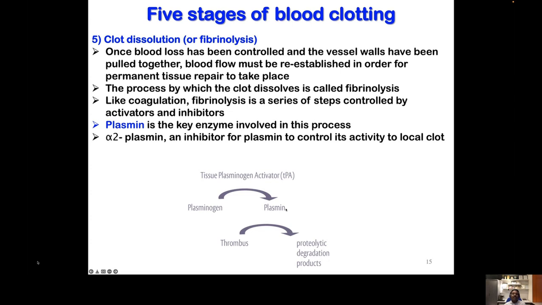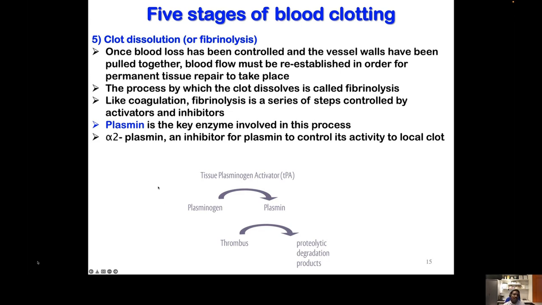Now plasmin, it's an enzyme, and fibrinopeptides are the substrate for this enzyme. So it will bind to fibrinopeptides and break down all of them. It will literally bind to the fibrinopeptide in the blood clot and chop them all into small fragments or small pieces. This is how the clot is getting completely dissolved. Okay, it's called clot dissolution or fibrinolysis.